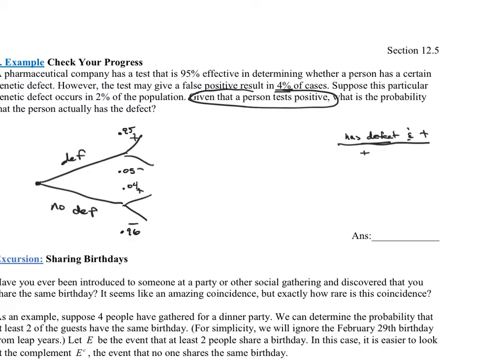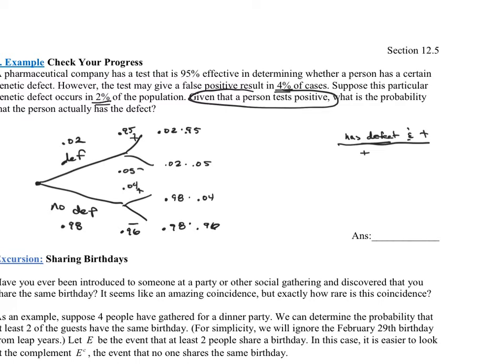Okay? Let's look at this, and it says the defect is 2% of the population. So if the defect is 2% of the population, then no defect has to be 98% of the population. So that's how I'm getting all my numbers right there. And then again, to get the totals, I'm going to multiply them together. So this is 0.02 times 0.95. This is 0.02 times 0.05. This is 0.98 times 0.04. And the last one is 0.98 times 0.96.